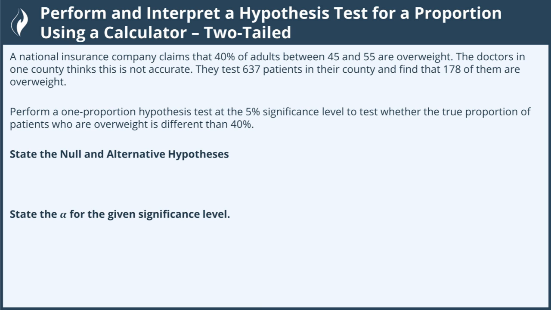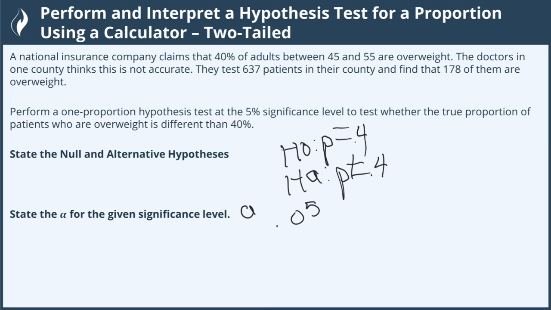So you will have a hypothesis test. The null hypothesis will be H0: p is equal to 0.4. And my alternative will be HA: p does not equal 0.4. Our significance level is 0.05, so our alpha equals 0.05.